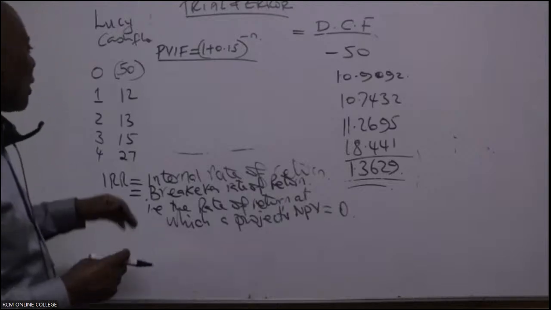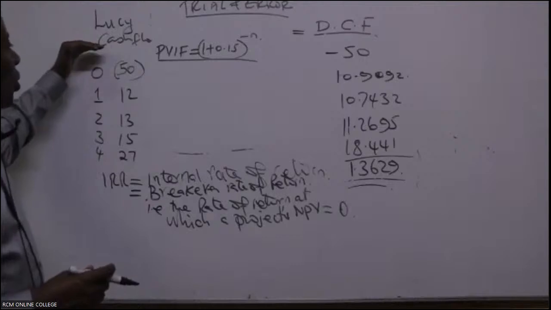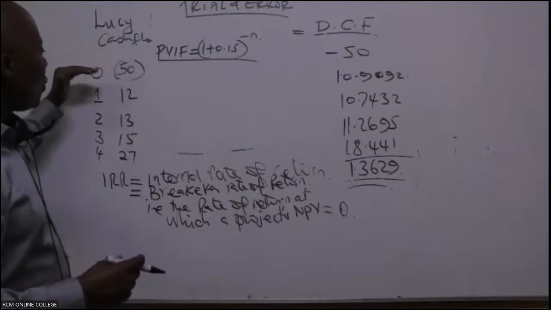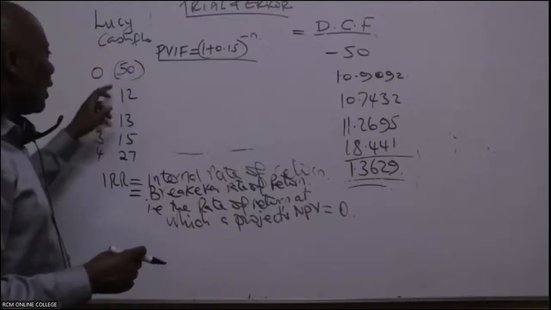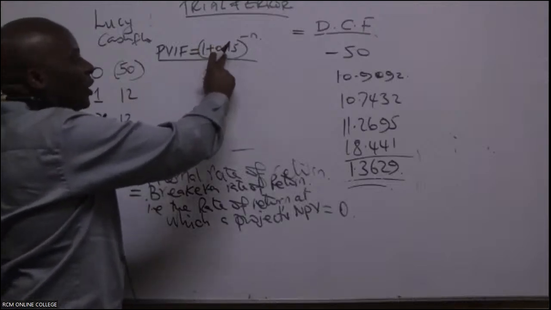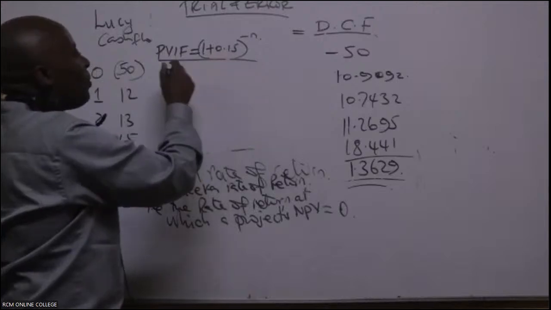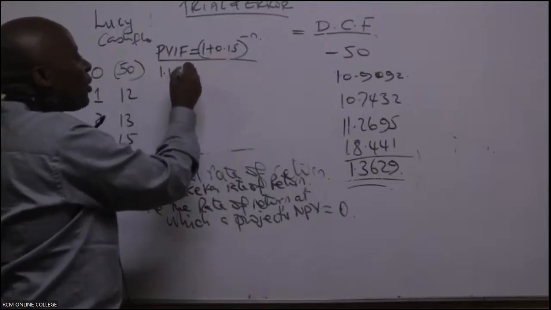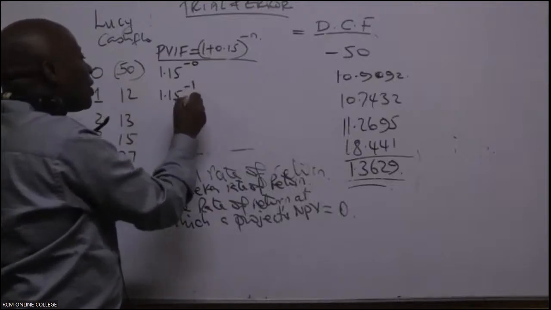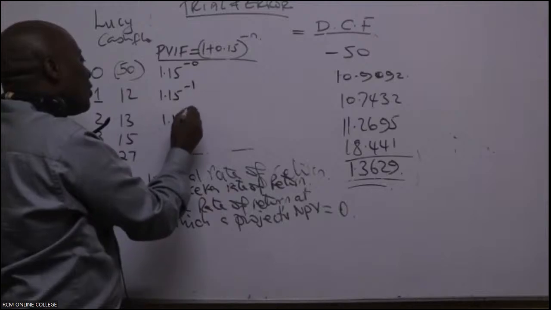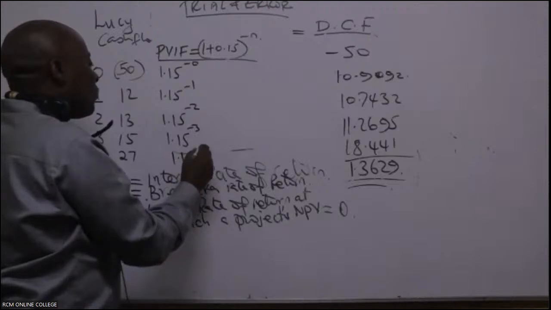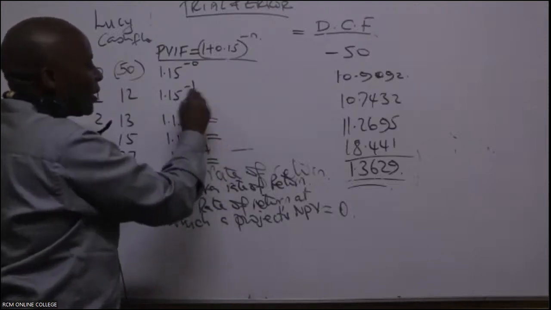I hope you guys were as fast as Mwalimu. You've been able to go to a different area in your book and write 0, 1, 2, 3, 4, and then you have the same cash flows, but this time you're using a different cost of capital, which is 15%. So this will be 1.15 raised to negative 0, this will be 1.15 raised to negative 1, negative 2, negative 3, and negative 4. Great.